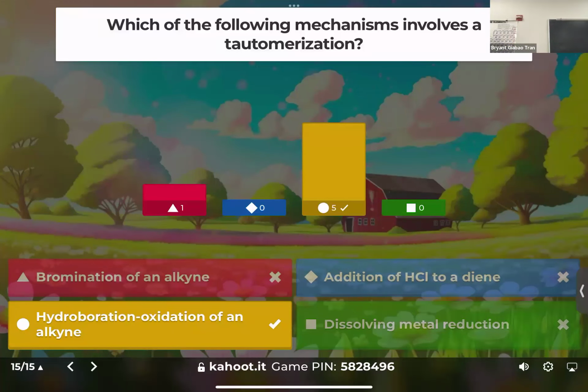For bromination of an alkyne, right, the intermediate is going to look something like this. Like let's say that we have this alkyne and we put Br2 excess. It first becomes this intermediate right here after the first equivalent, but this is not an enol. There's no alcohol here, so no tautomerization, right? And then we just go all the way down.